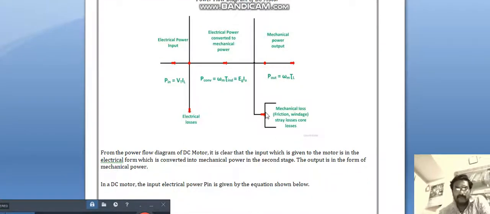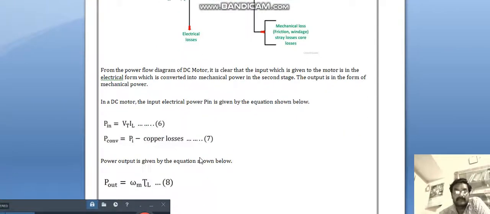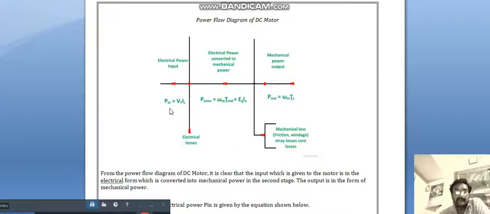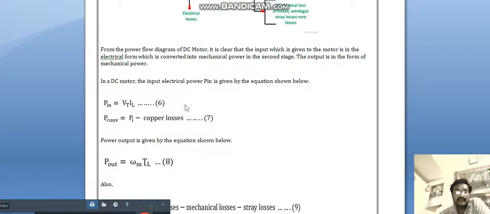From the power flow diagram of the DC motor, it is clear that the input given to the motor is in electrical form, which is converted into mechanical power in the second stage. The output is in the form of mechanical power. In a DC motor, the input electrical power P in is given by the equation shown below. P in is equal to Vt IL.